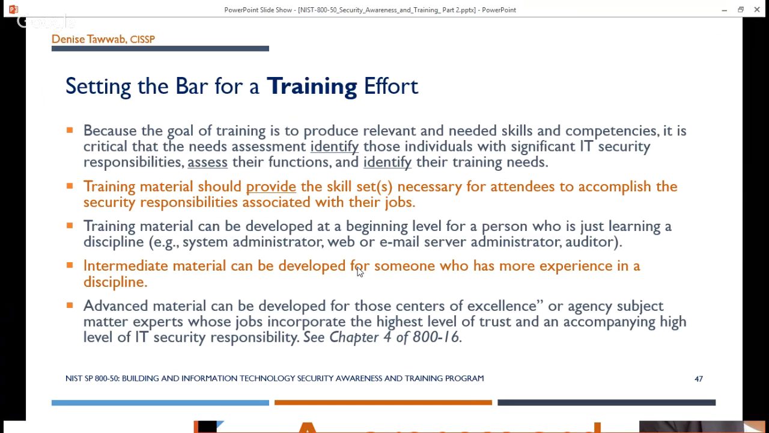For example, a system administrator, web or email server administrator, or an auditor. Intermediate material can be developed for somebody who has more experience in a discipline. And of course, advanced material can be developed for those centers of excellence or agency subject matter experts whose jobs incorporate the highest level of trust and an accompanying high level of IT security responsibilities.